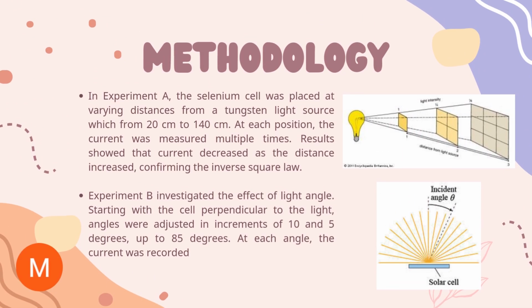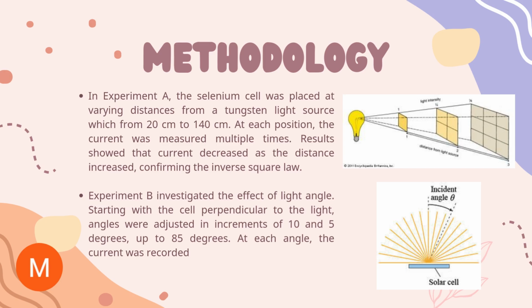Next, we move on to the methodology on how we conducted this experiment. There are two parts. In the first part, experiment A, the selenium cell was placed at varying distances from a tungsten light source, from 20 cm to 140 cm. At each position, the current was measured multiple times. Results show that the current decreased as the distance increased, confirming the inverse square law.